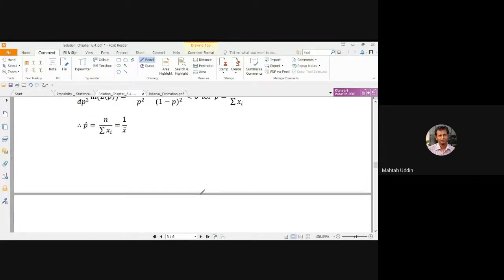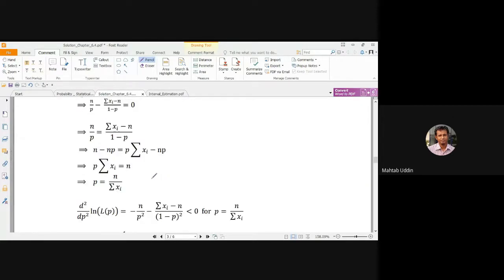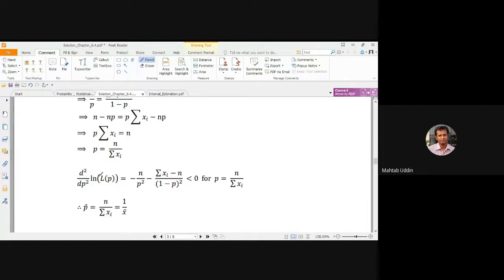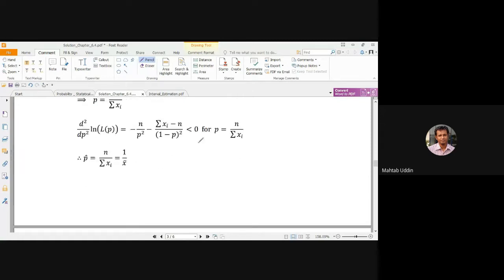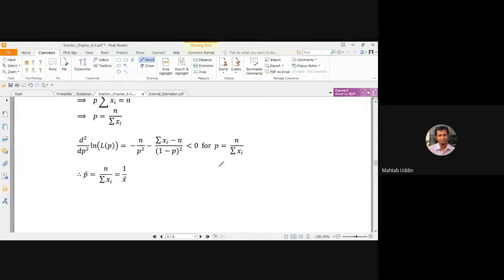So this is seen as p equal to n by sum of xi. So the second derivative of this function, actually all of them are same rule. So I am going through. We can show for this, this is negative. Now we know x bar equal to sum of xi by n. So if we take this, this is actually reciprocal. So this is 1 by x bar. So this is the estimated value. That's it.